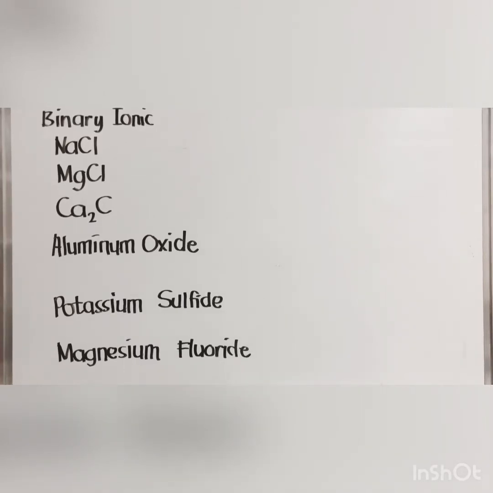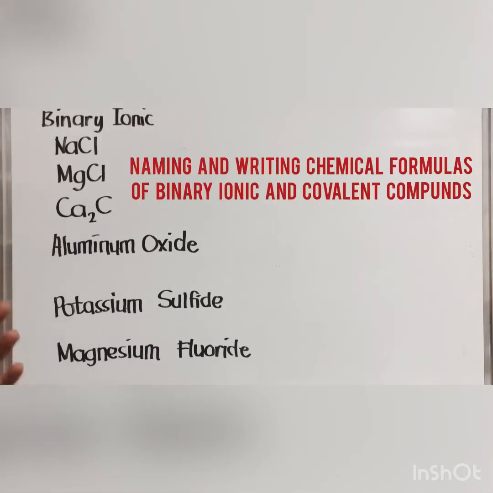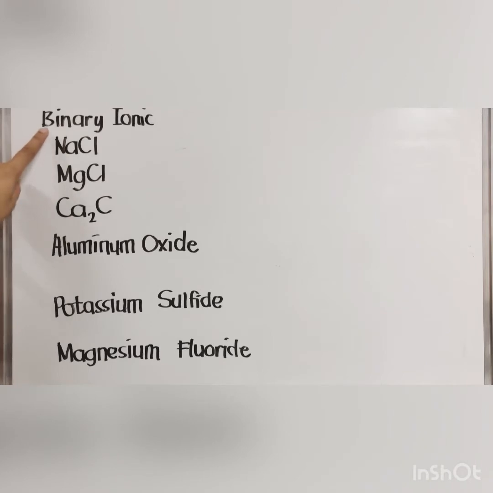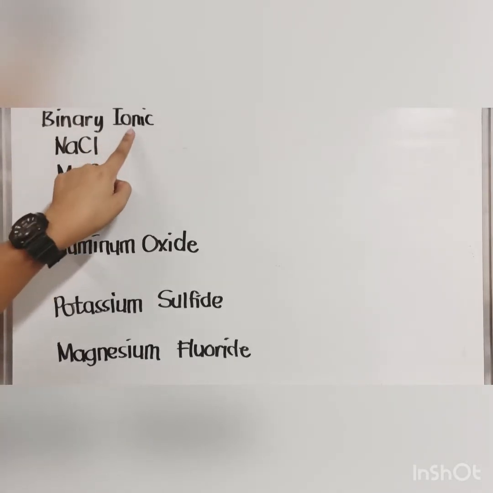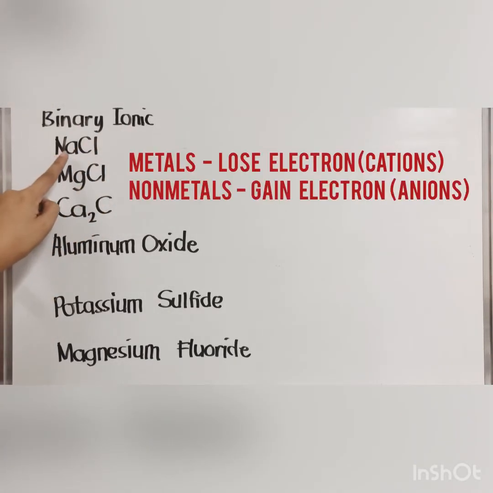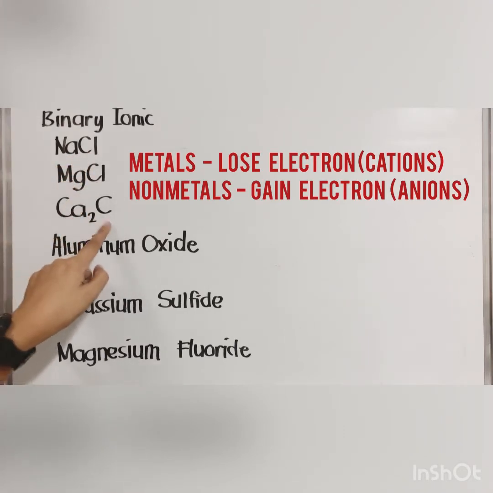Hello everybody, here I am again, and today we are going to discuss binary ionic compounds and binary covalent compounds. So we're going to start writing chemical formulas of these compounds, starting with binary ionic. When you say binary, it is a compound which is composed only of two elements. Now why is it called an ionic compound? Because it is composed of a metal and a non-metal, just like the examples given to you.